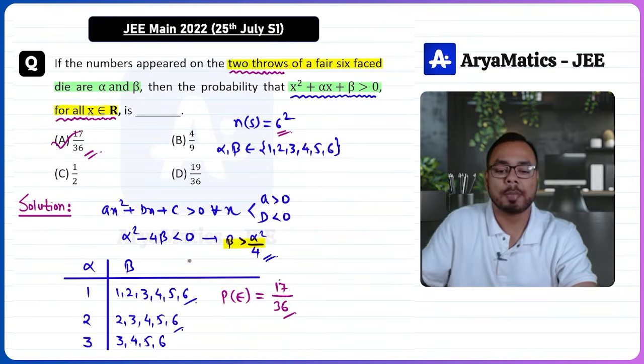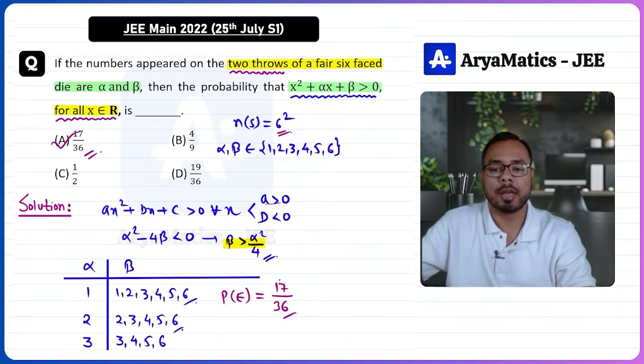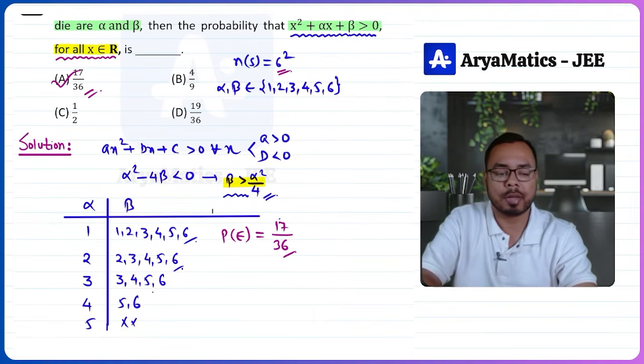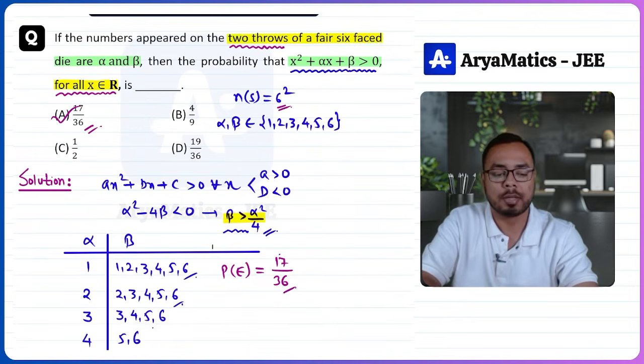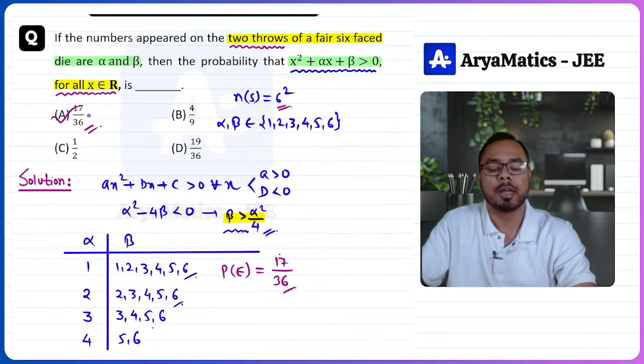Right, so this was a problem where first you should know this condition that a quadratic is always positive if A is positive and D is negative. And then you can see that here A is always positive because A is 1. And for D negative, this is the condition that we are getting, that beta should be greater than alpha square by 4. Now, for different values of alpha, you can take 1, 2, 3 up to 6. But for 5 and 6, we are not getting any value of beta. So only these four cases. And therefore, favorable cases are 17, total 36. And the probability will be 17 by 36. Hence, the correct answer for this problem is the first option.